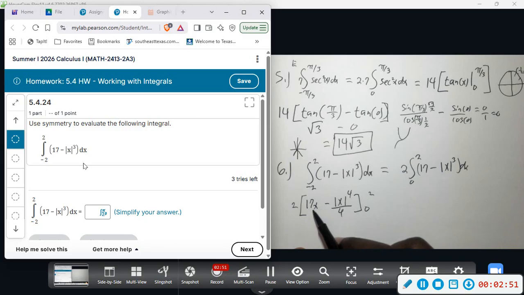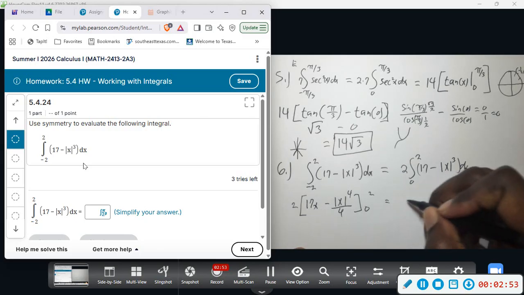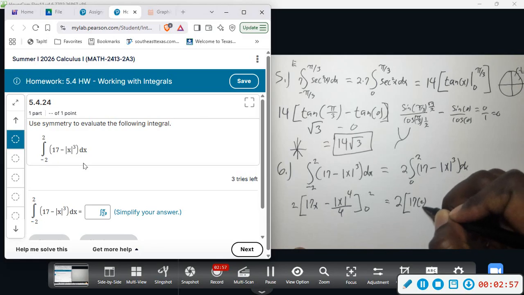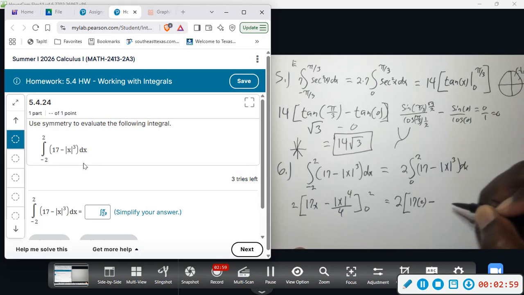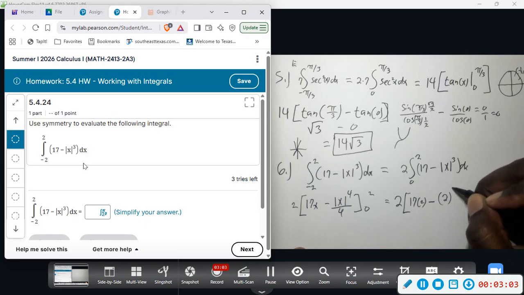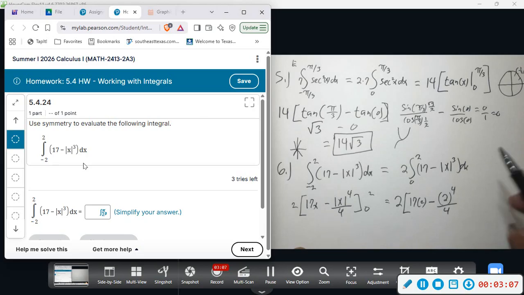All right, plugging in 2. 17 times 2 minus 2 to the 4th divided by 4. And then we would subtract, and then when we plug in 0, both of these will 0 out. So this is basically what we would end up with.